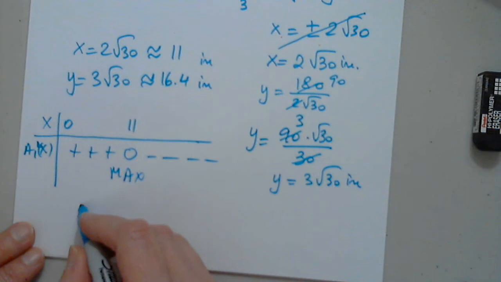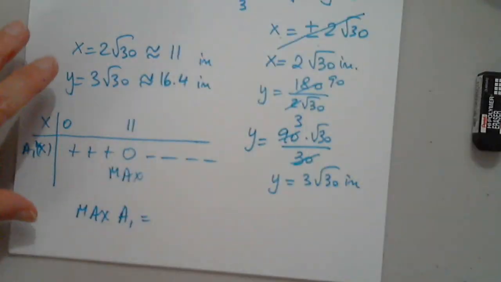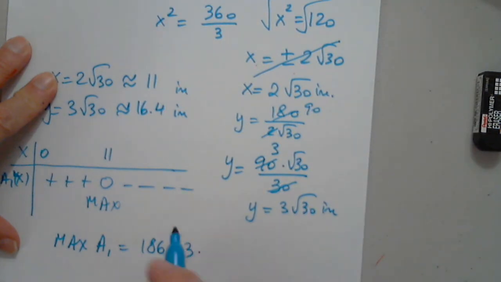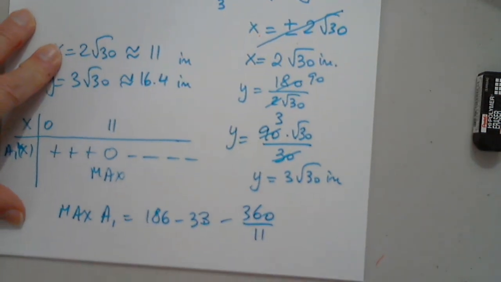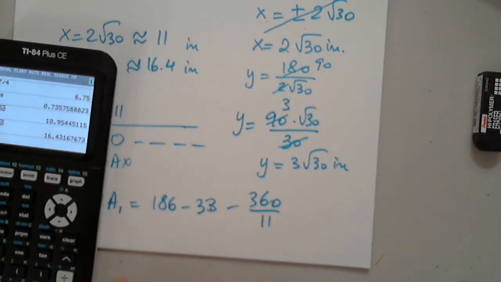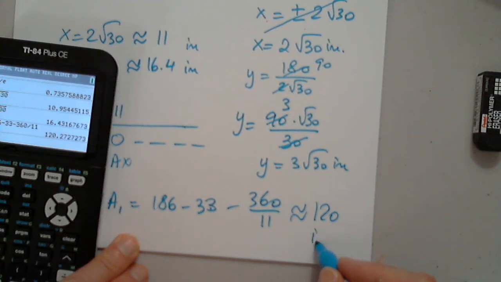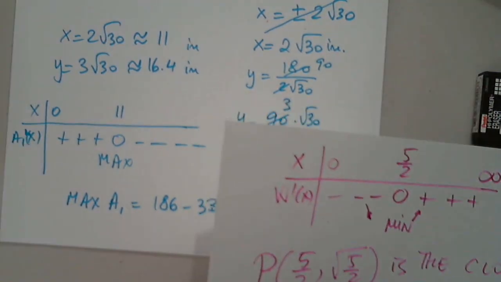And if they want us to find the maximum area, A1, where's my A1? A1 is here. So I have to plug in. I have 186 minus 3 times 11, so 33, minus 360 over 11. That is the maximum area, approximate, because I rounded the 11. So 186 minus 33 minus 360 divided by 11, and I got approximately 120 square inches, of course. So these are really the culmination of what we've been doing the entire semester.